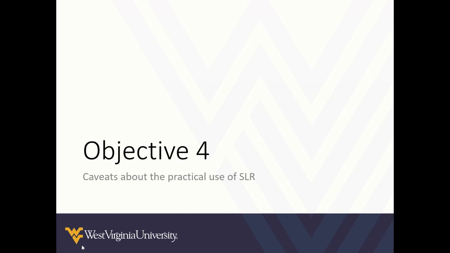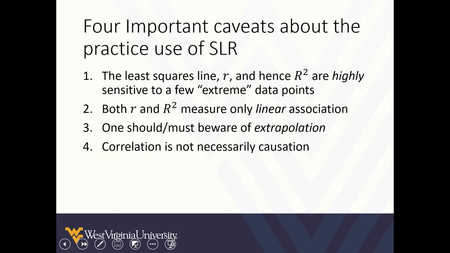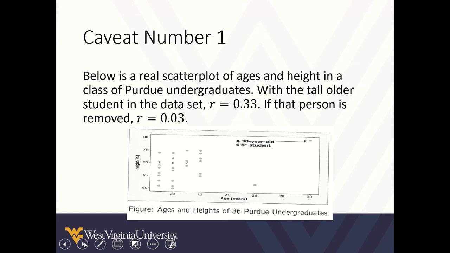And so at this point, this does bring us to our caveats about the practical use of SLR. Once we discuss these 4 caveats, our simple linear regression discussion will be over. So here are the 4 caveats we have about using simple linear regression. 1, the least squares line, r and r squared are very sensitive to a few extreme data points. 2, both r and r squared are measures of linear association only. 3, we must and should be aware of extrapolation. And 4, correlation does not mean causation. Let's examine these 4 caveats closely.